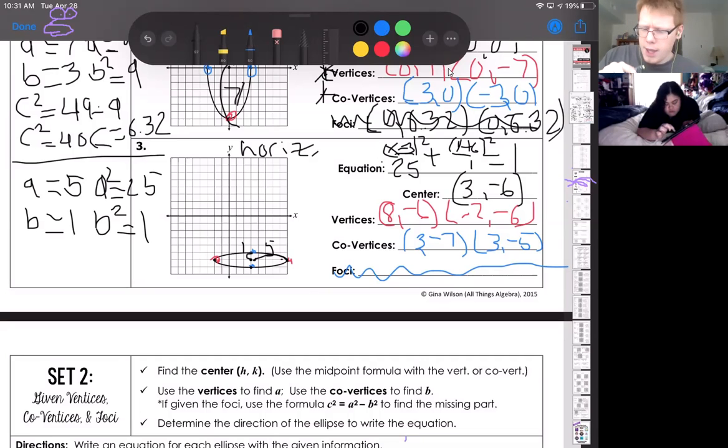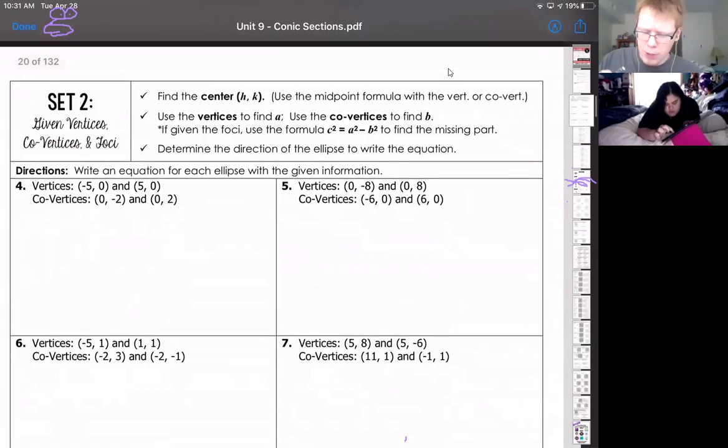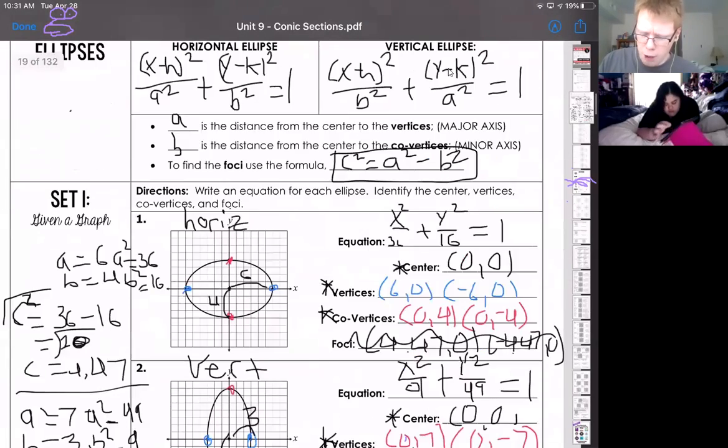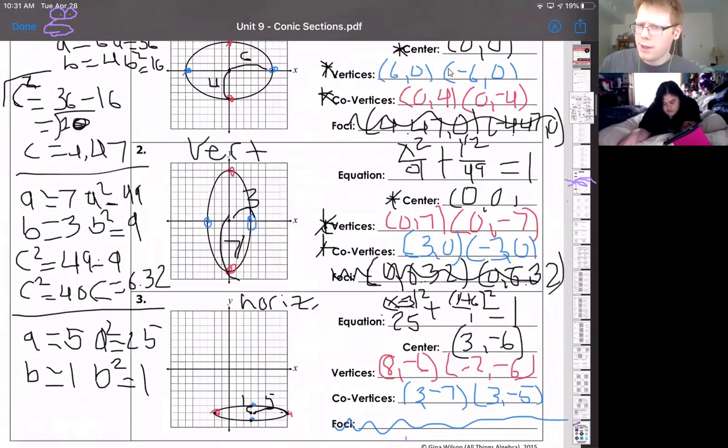So these are the type of problems you'll see on your assignment. You're not going to see any questions like on the back, so I might just do these as an enrichment. But to be honest with you, if you're trying to get help on your assignment, these are the examples you're going to want to look at: 1, 2, and 3. But basically, just find your center, your vertices, your covertices, and then use those pieces of information to get your equation. Like I said, if you don't want to find the focus points, don't worry. I'll put a note on the assignment that you don't have to do that. But it's up to you if you would like to.